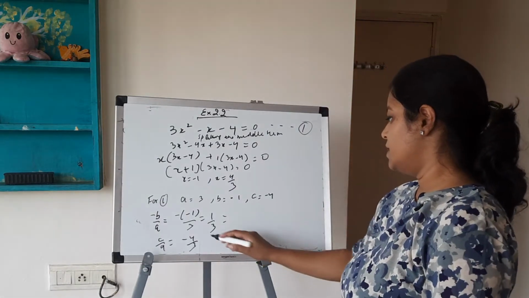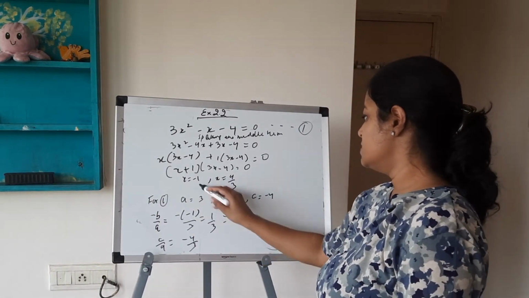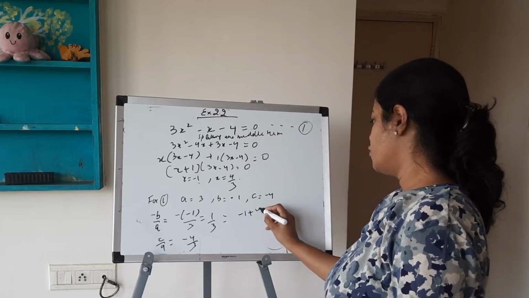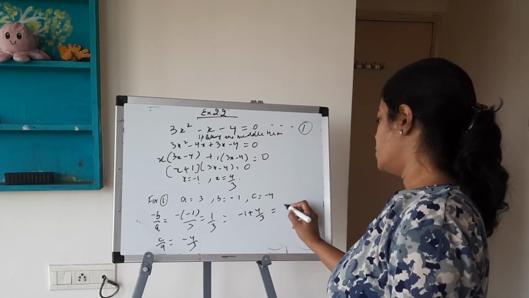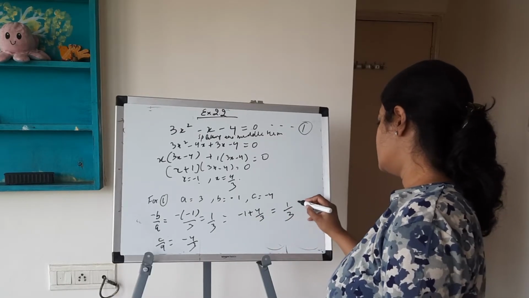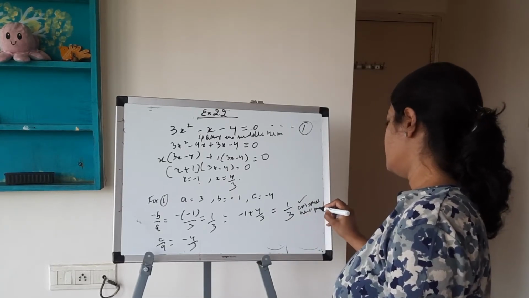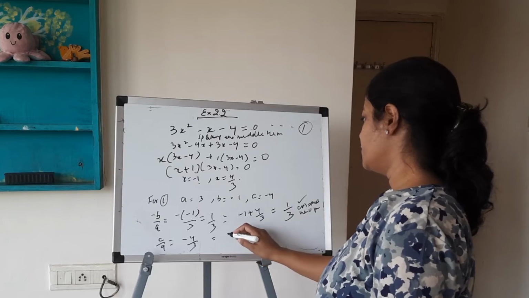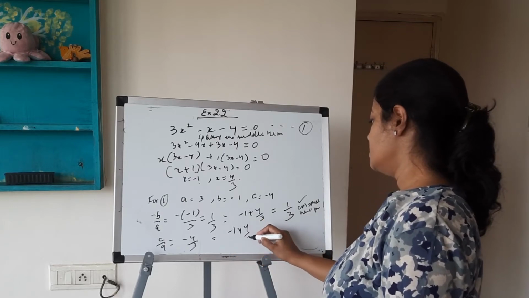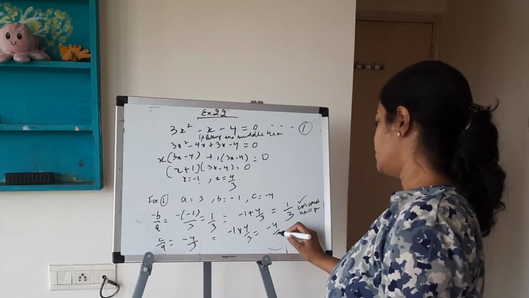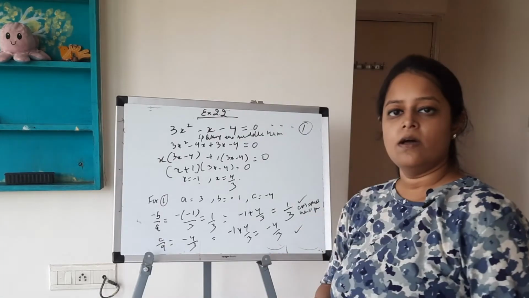So now this is the LHS. RHS would be the sum of this, minus 1 plus 4 by 3, right? Which is what? 1 by 3 itself. LHS is equal to RHS, hence proved. And here also, minus 1 into 4 by 3, which is minus 4 by 3. LHS is equal to RHS, hence proved.